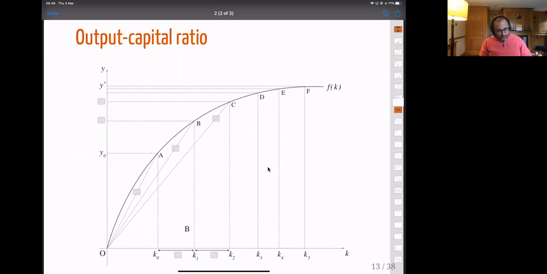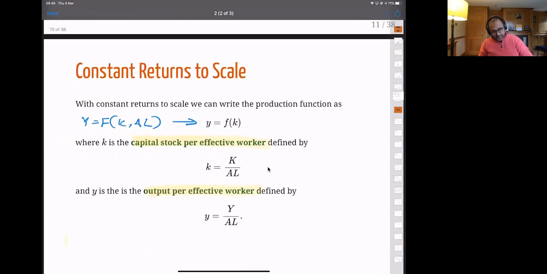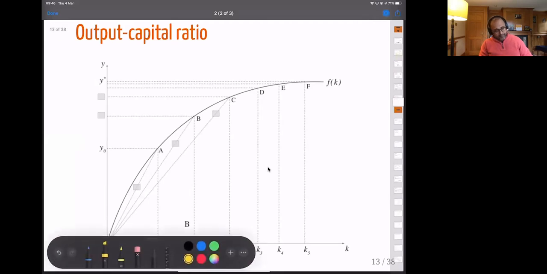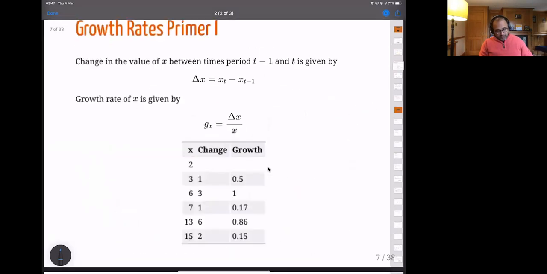Okay, so let's represent this production function in a graph. So in this graph, what we have on the vertical axis is K, that's big K over AL, or it's capital per effective worker.